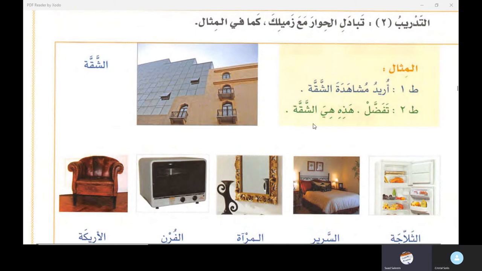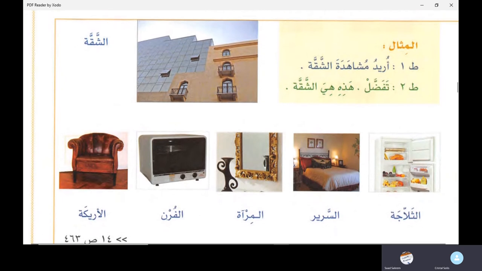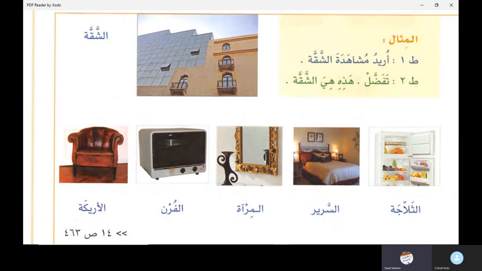Now here we don't have any verb, so that's why we are using dhamma with shakka. Hazihi hiya shakkatu. Next.